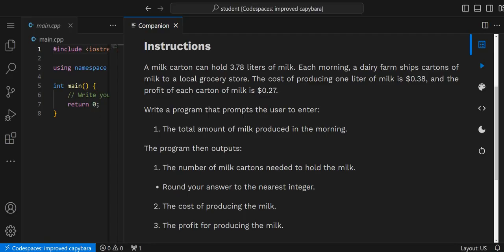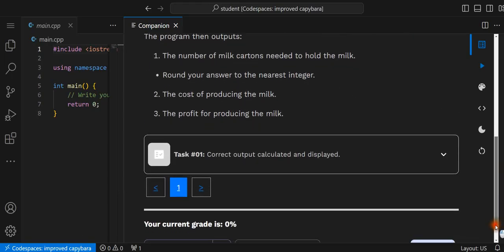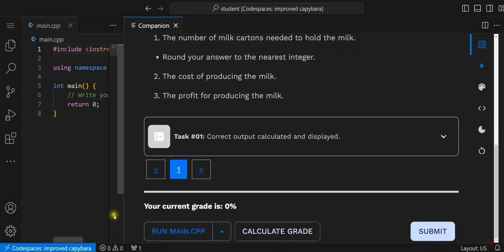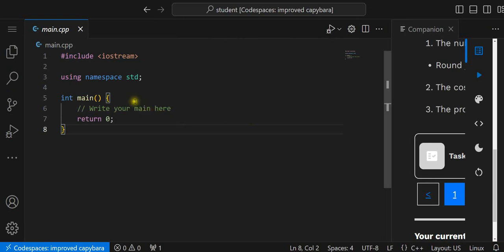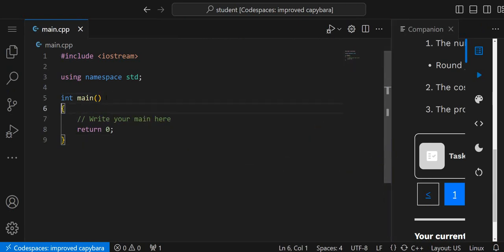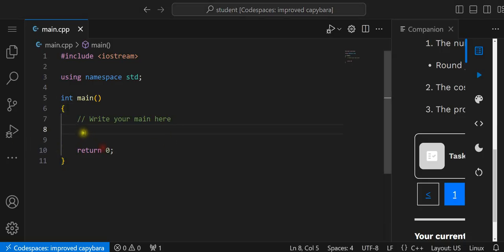The cost of producing the milk. The profit for producing the milk. Correct output calculated and displayed. So let's go a little bit bigger. Alright, so let's go straight to cosmetics and some room to work. And let's, okay, let's get this right first.